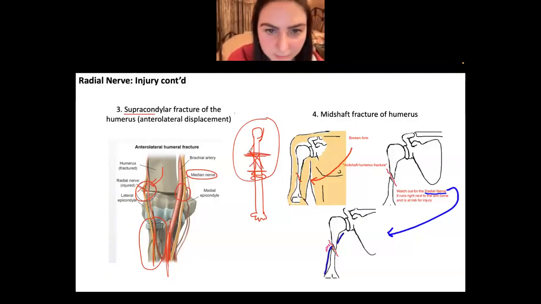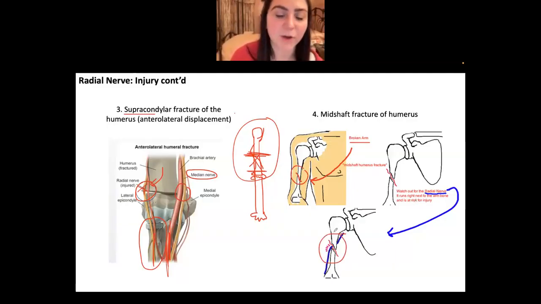And you can get a midshaft fracture right there. You can just completely break your arm up here, and that's a midshaft fracture. You can hit the radial nerve. So that's what this is showing. Here's your broken arm. This would be a midshaft humerus fracture because that's your radial nerve in red. You get your broken arm, boom, right there. So watch out for the radial nerve. It runs right next to the arm bone and is at risk for injury.